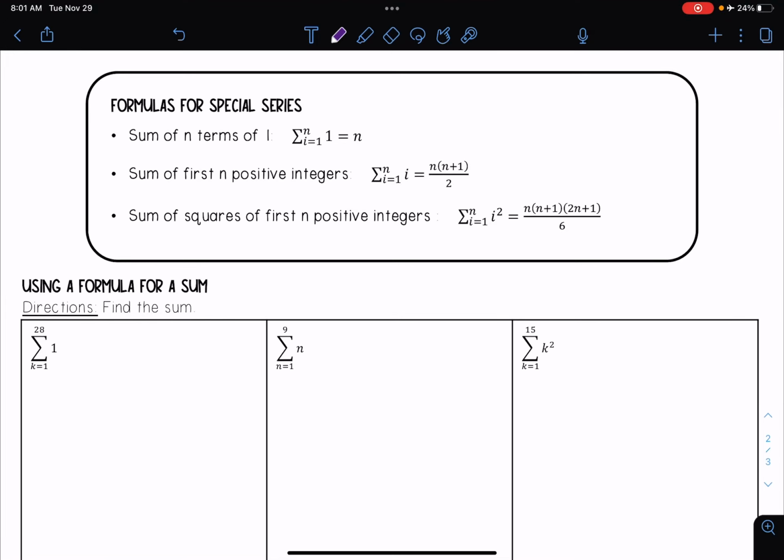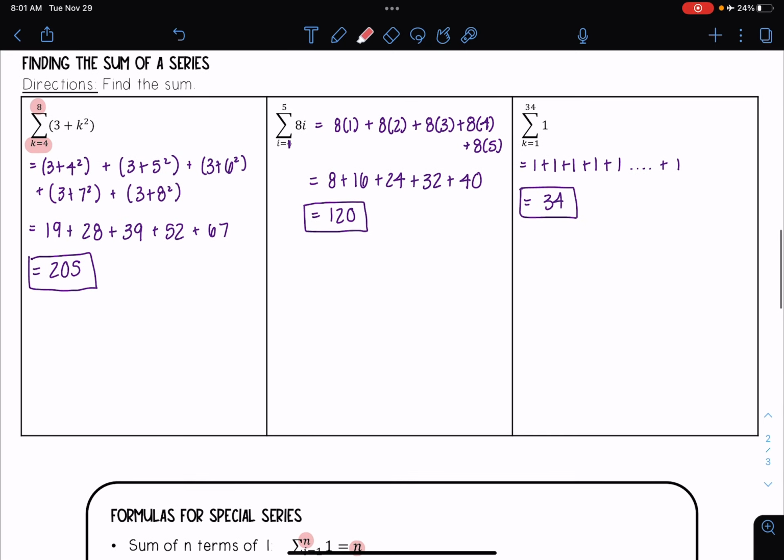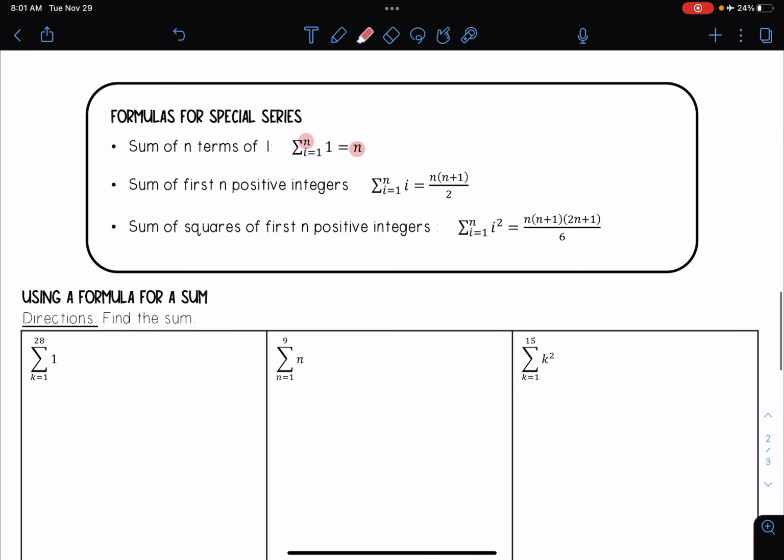For this last video, we're going to look at formulas for special series. These have a certain pattern that we can automatically go to instead of doing the whole summation. The first is the sum of n terms of 1, and we find that the sum is just going to equal your upper limit, so it's just equal to n. And we saw that up here when we took the sum of 1 34 times, it's just equal to 34.